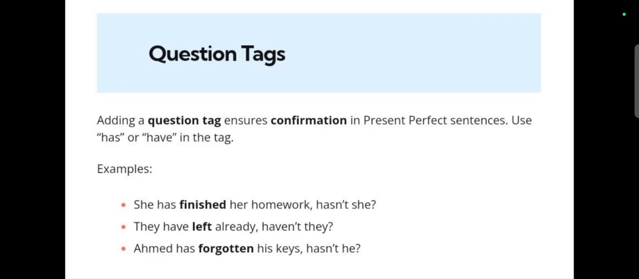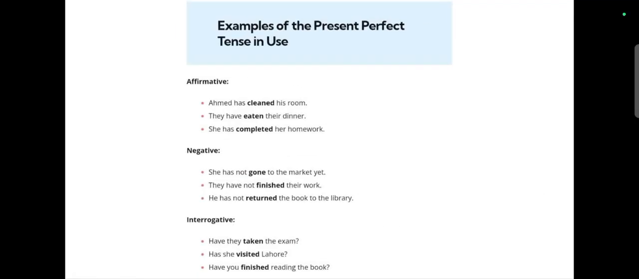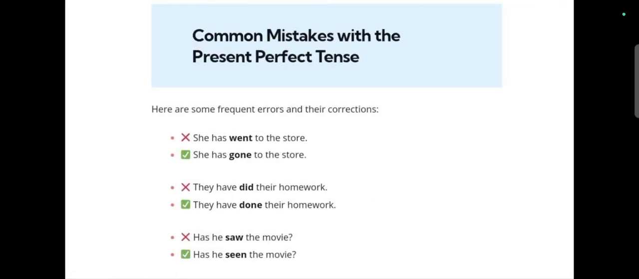So this is life. And in the last, examples of the present perfect tense in use, affirmative: Ahmed has cleaned his room. There are lots of examples, you can practice on your own. And last but not the least, common mistakes with the present perfect tense. We usually make mistakes when making sentences in present perfect.